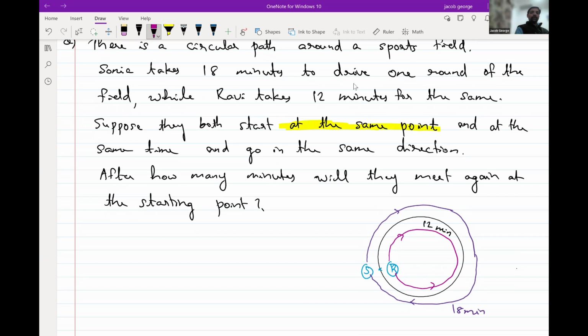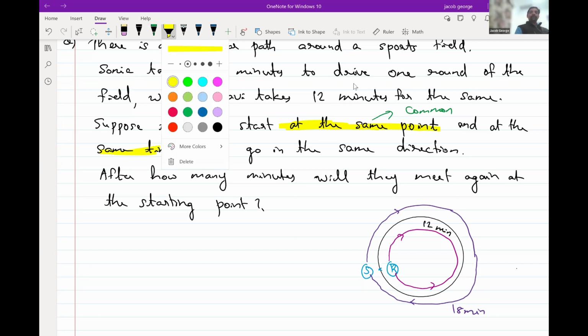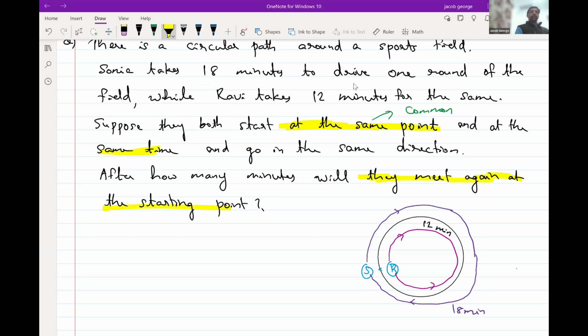From the same point, we can get the idea that there is a common point, right? The word common is hidden in that part. Common, okay? And at the same time, the same time is also for common, and go in the same direction. After how many minutes will they meet again at the starting point? Starting point means the same point, right? Where they start. Okay. That means first they started here, right? After how many minutes? So they are moving like this.